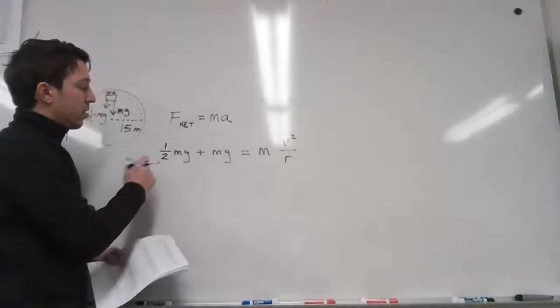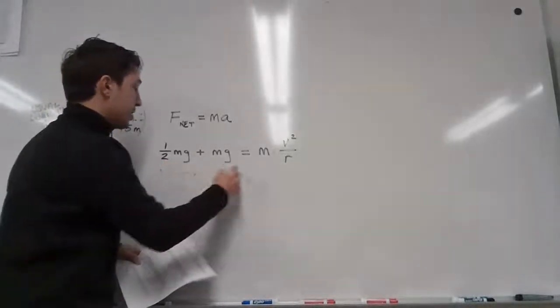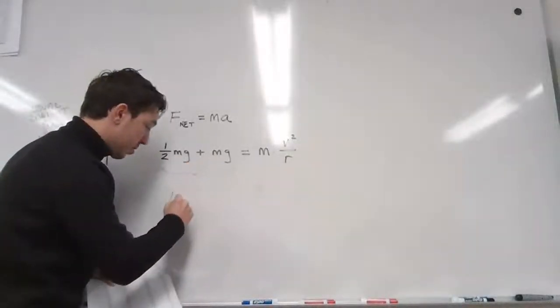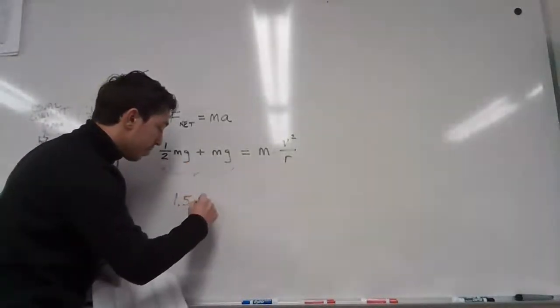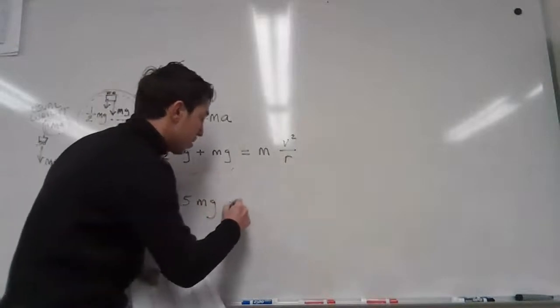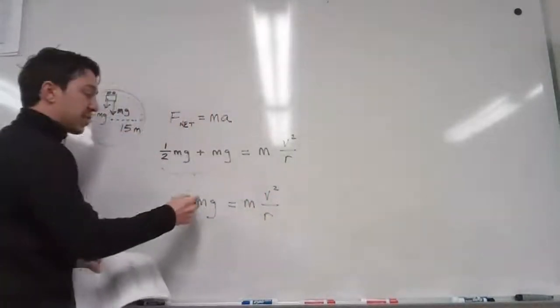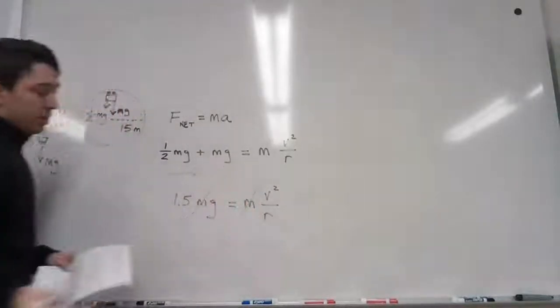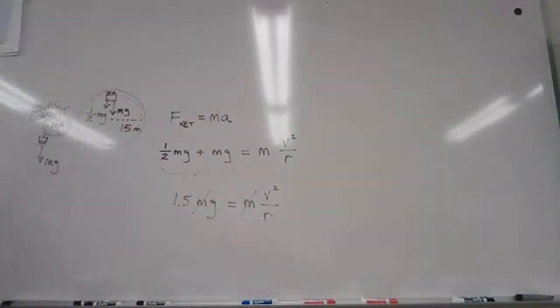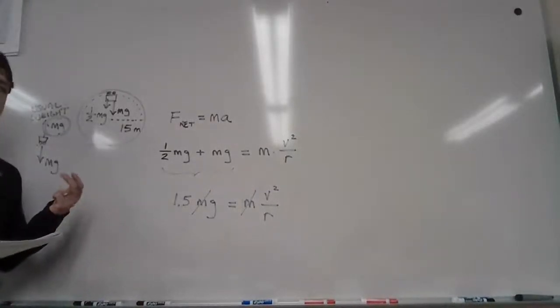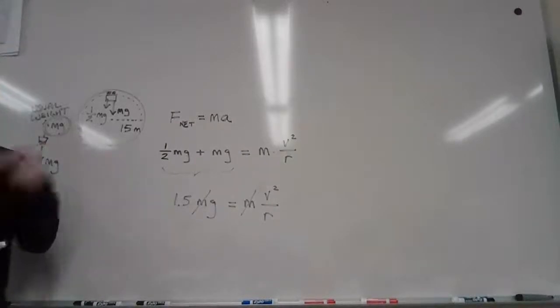Mass. So first, we maybe combine these. Half a banana plus a whole banana is 1.5 bananas. And then divide both sides by the mass. And it's an interesting result because certainly it's not obvious that a heavier man would have the same experience as a lighter man on this ride.